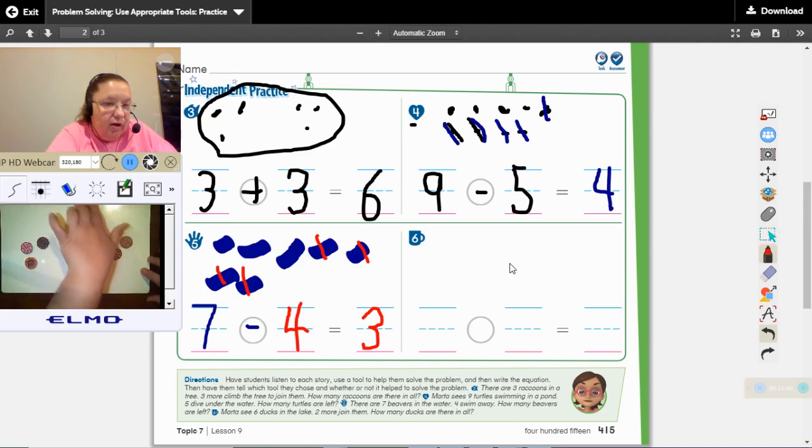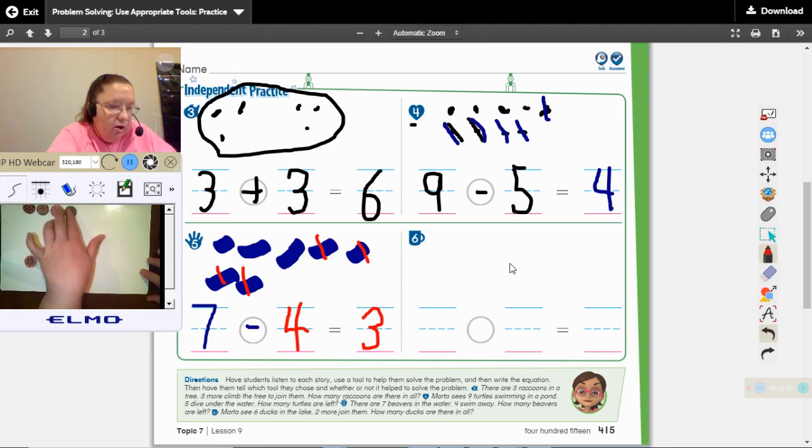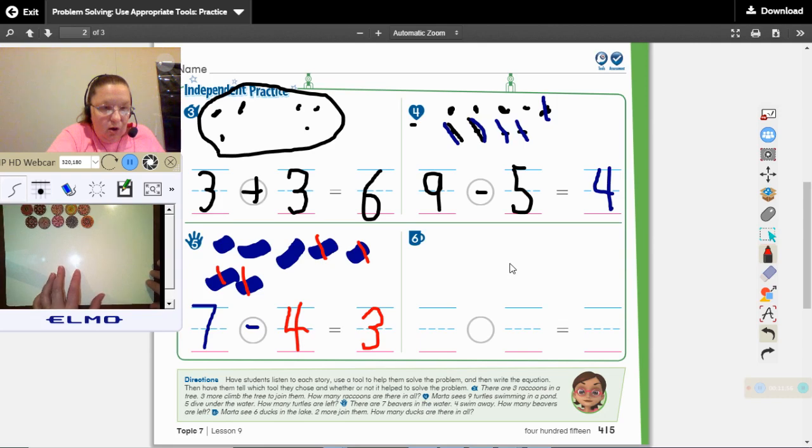I'm putting all my counters back up at the top. All out of the way. See, all up there out of the way. Let's listen to the problem. Malta sees 6 ducks in the lake. 2 more join them. How many ducks are there in all?